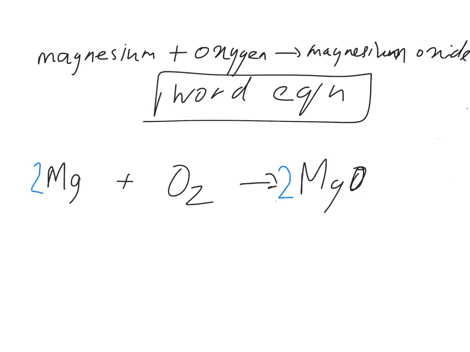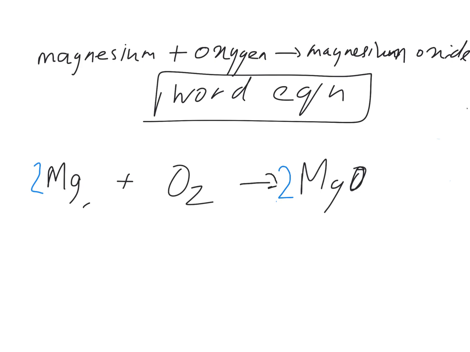Okay, there's one little thing left for this formula. We also need to indicate something known as state symbols. We need to indicate what state of matter each of these are in. And sometimes you'll be given the information, sometimes you won't. Sometimes you'll have to work this out intuitively.